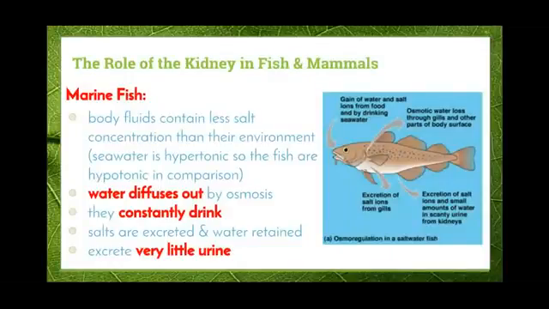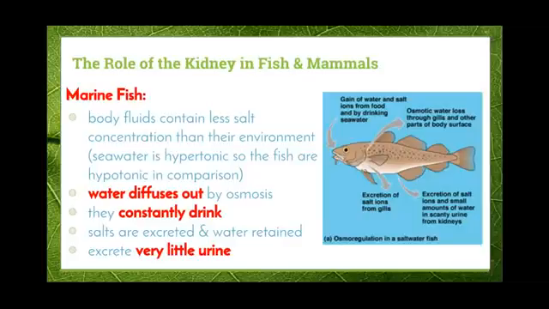So now we're going to have a look at the role of the kidney in both fish and mammals, starting with the marine fish. Marine fish are our saltwater fish, a fish that lives in the ocean. With marine fish, the body fluids contain a lower salt concentration than their environment. Obviously, they're in a salty environment, so there's a lot more salt outside the fish than there is inside the fish. So the seawater is hypertonic, so the fish is referred to as hypotonic in comparison.